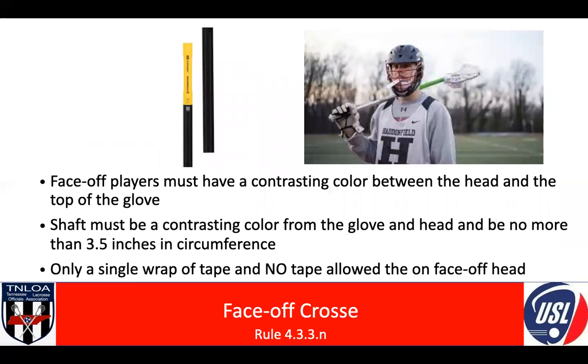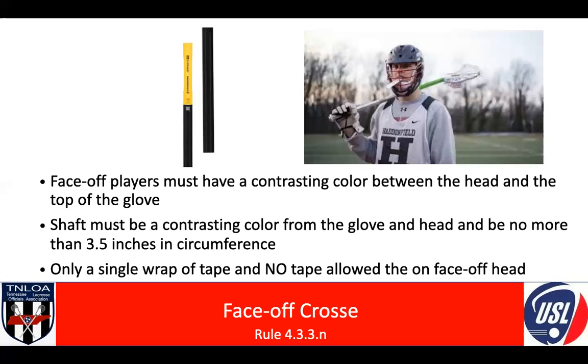Remember, for the face-off cross, the face-off players must have a contrasting color between the head and the top of the glove. They are not required to have a single wrap of tape. There just has to be a contrasting color. The shaft must be a contrasting color between the glove and the head and be no more than 3.5 inches in circumference. What you see up there is a diagram of a crankshaft. They are legal.